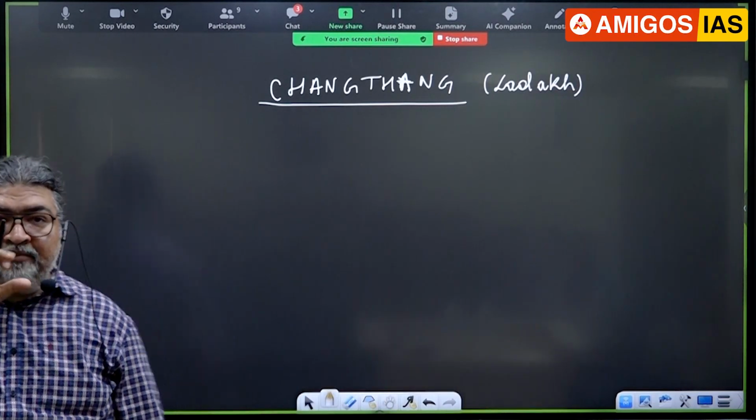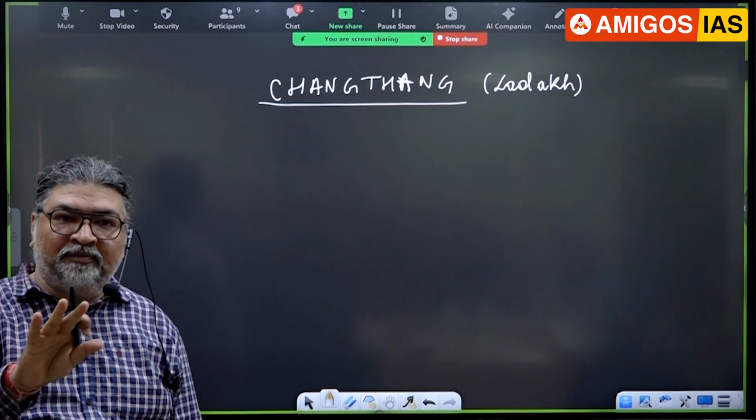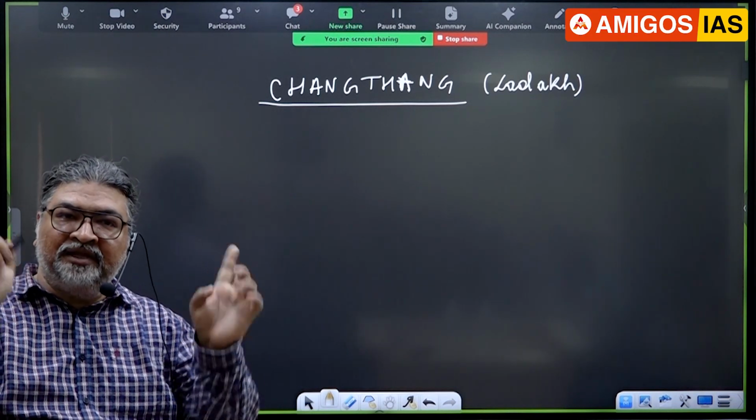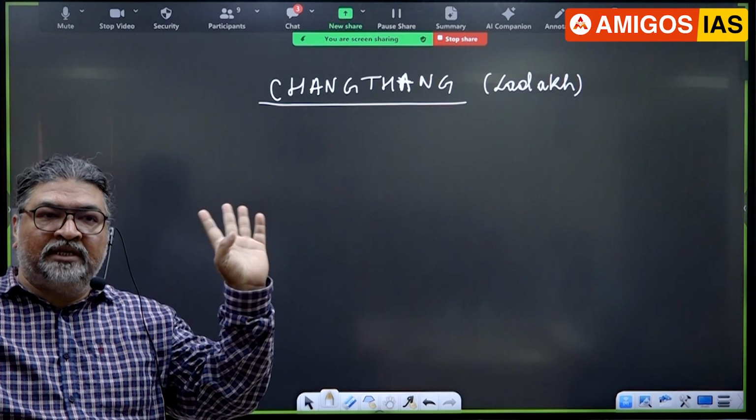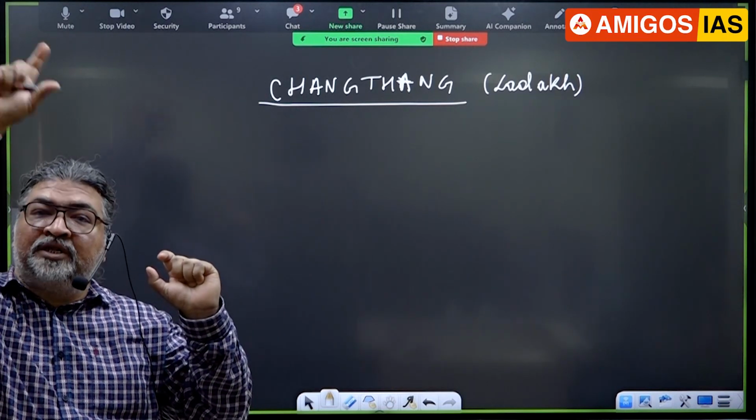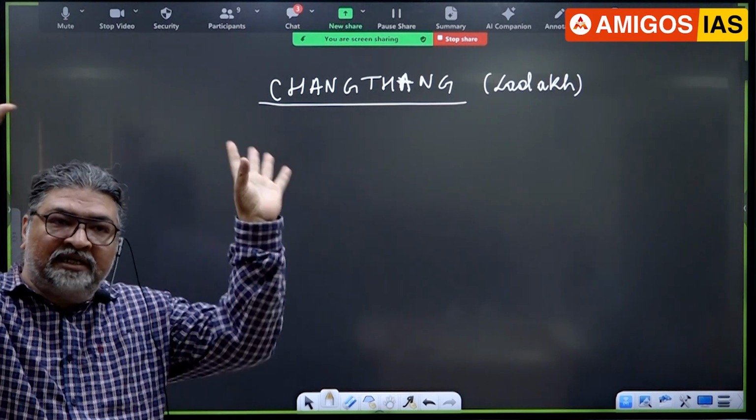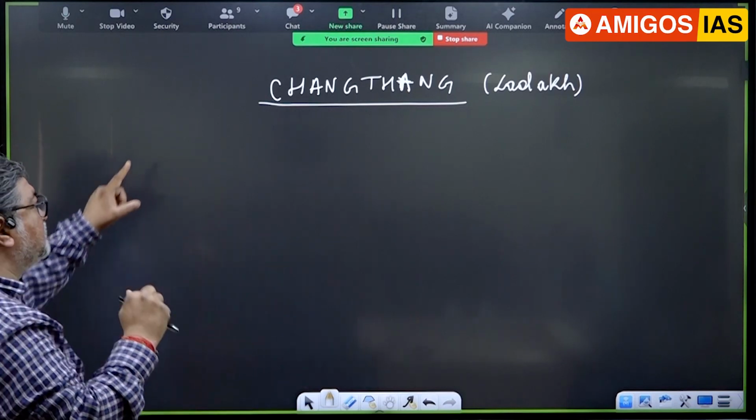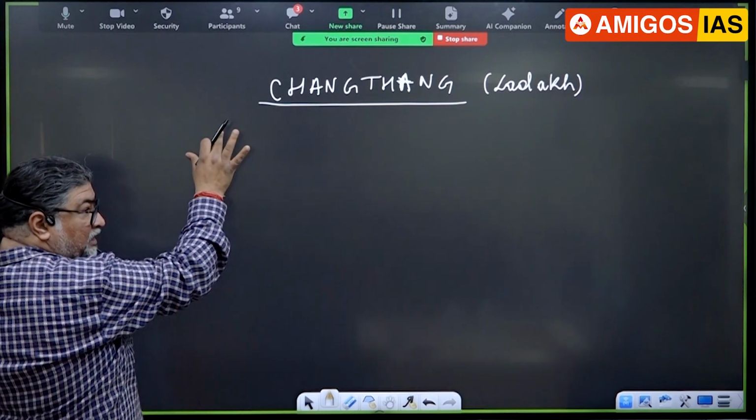Let me give you some very important things here. Astronomy part, you understand dark sky. What is dark sky? The night will be totally dark, so that we can use telescopes to study the universe, galaxies and everything there. But now let me give you this. Changthang is a very important place in Ladakh.